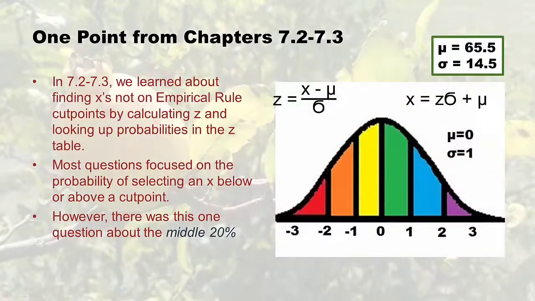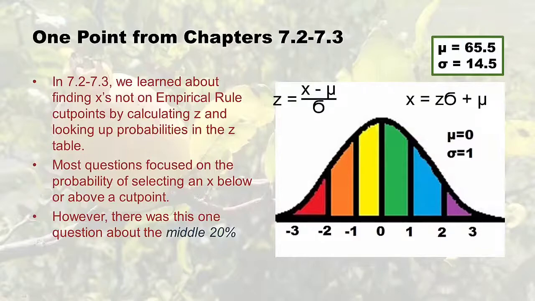Okay, now we're going to skip ahead to Chapter 7.2 and 7.3. Now remember what we did there. We had already learned about the empirical rule. Now we figured out how to calculate X's for Z's that were in between the cut points of the empirical rule. So most questions focus on the probability of selecting X below or above a cut point that wasn't on the cut points of the empirical rule. So that was most of what you were doing in 7.2 and 7.3.